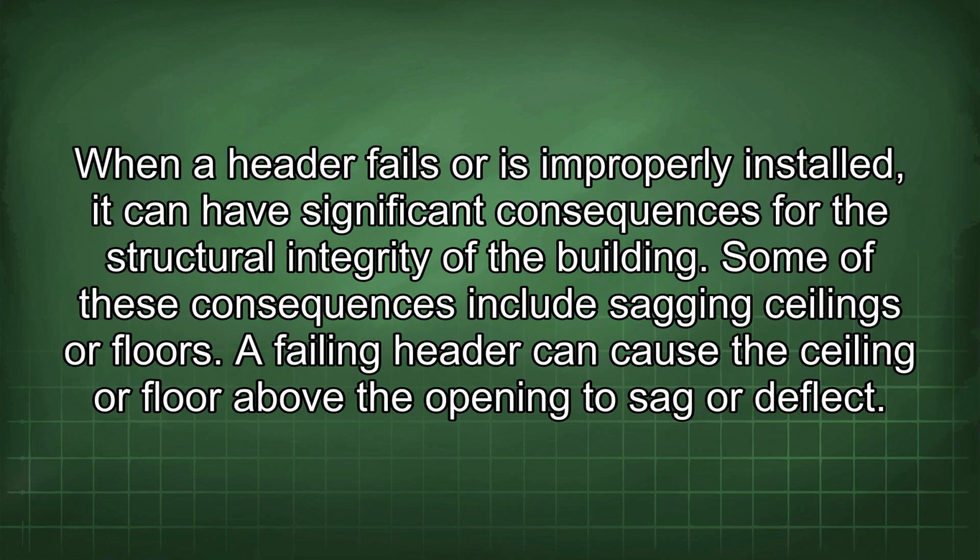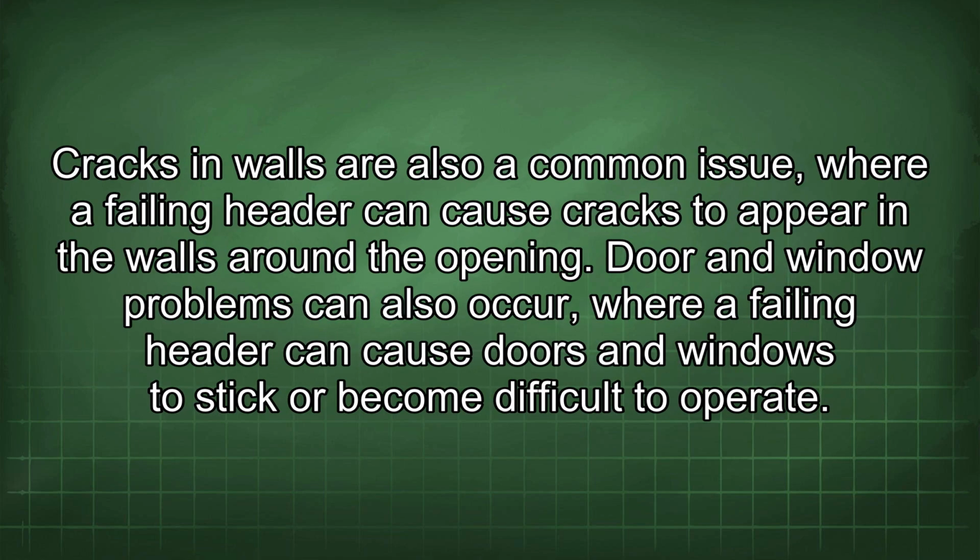When a header fails or is improperly installed, it can have significant consequences for the structural integrity of the building. Some of these consequences include sagging ceilings or floors. A failing header can cause the ceiling or floor above the opening to sag or deflect. Cracks in walls are also a common issue, where a failing header can cause cracks to appear in the walls around the opening. Door and window problems can also occur, where a failing header can cause doors and windows to stick or become difficult to operate.